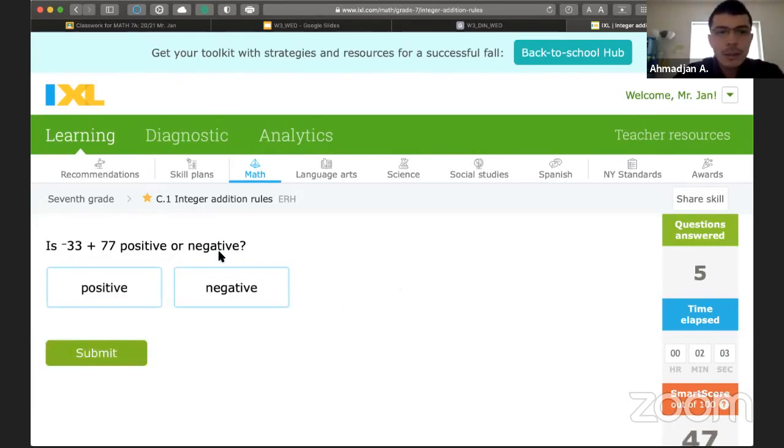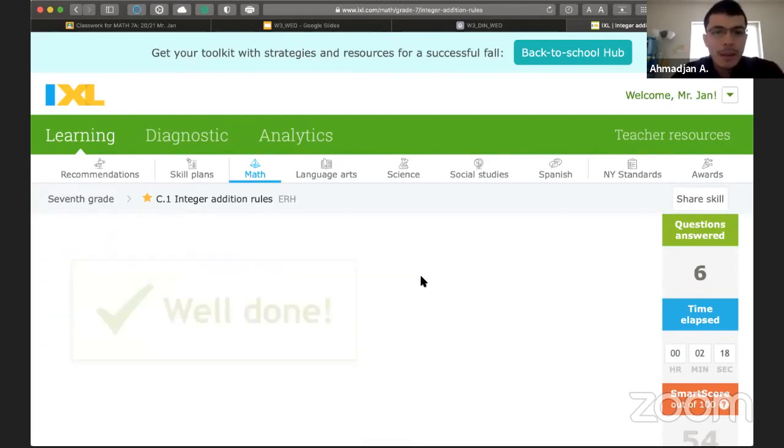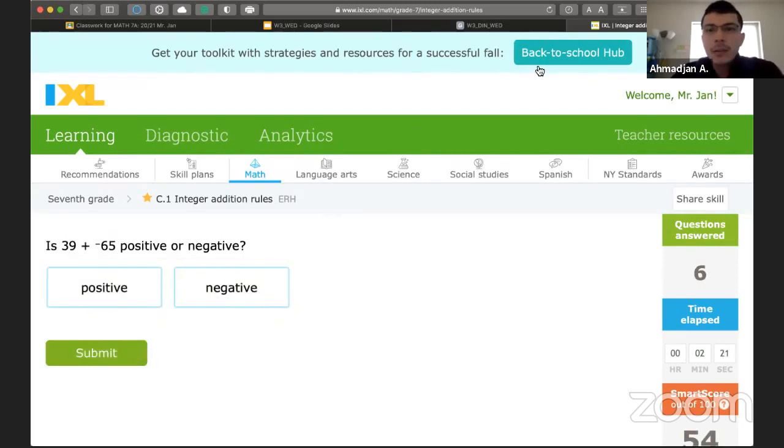Do we understand now? For example, this is an opposite sign problem because -33 and +77 means you need to pay attention to the big number's sign, and 77 is a positive number, so the result has to be a positive number, okay? So this is about the IXL for your assignment for today, okay?